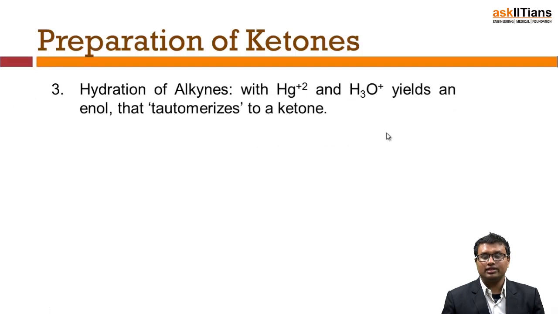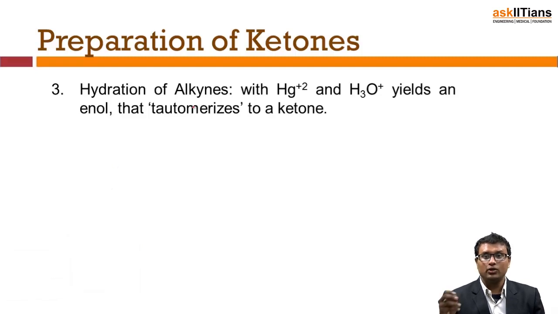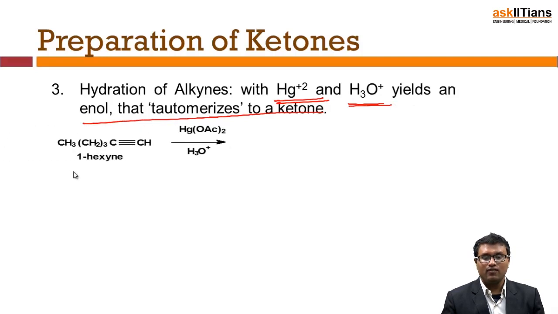Hydration of alkynes. This is an important point. Here, you can think that I can use my hydrocarbon to convert it into a ketone, right? How? I have to hydrate with mercury under acid conditions, and you will get an enol that tautomerizes to a ketone. For example, you have one enyne.